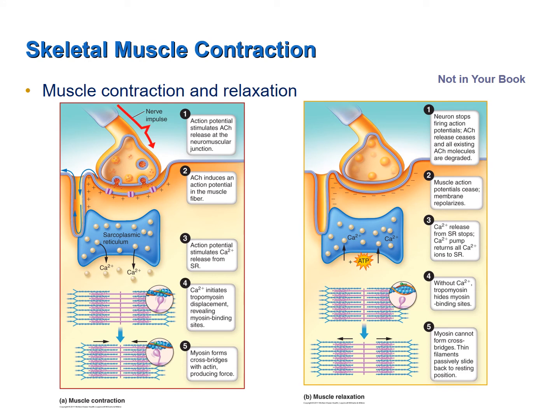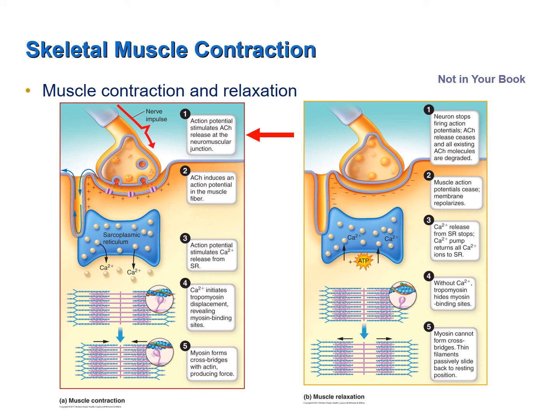This is a figure from your book illustrating muscle contraction on the left and muscle relaxation on the right. Admittedly, this is a bit redundant and repeats the same information from the two previous slides. So if you have a good understanding of muscle contraction and relaxation as affected by the release of neurotransmitters from a motor neuron, you might want to skip the slide.